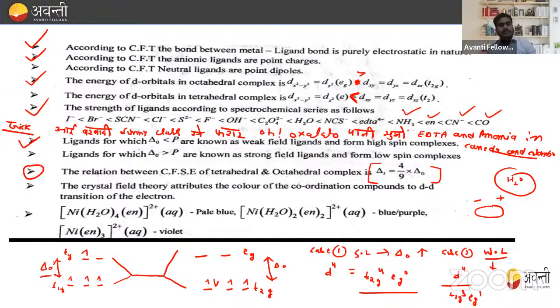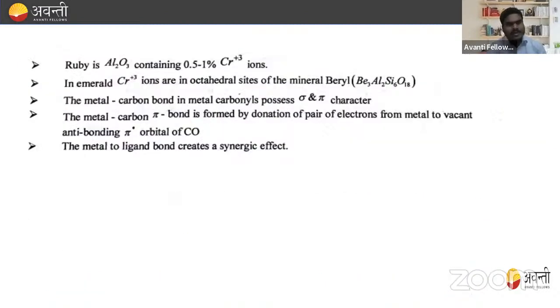And the crystal field theory attributes the color of the coordination compound to the d-d transition of the electron. For example, this complex is having a pale blue color, this is blue or a purple color, this is a violet color. So it will explain the color of this compound, right?